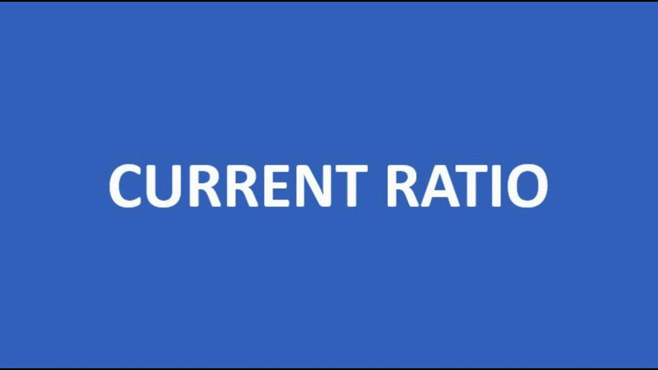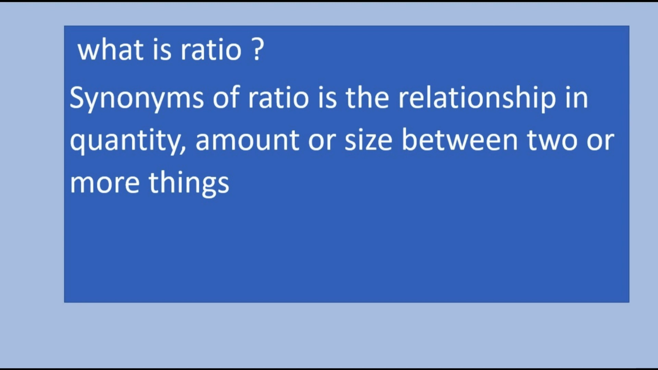Hi students. We are going to look at current ratios, our today's topic. Before we go into our topic, let's first see what ratio is. A synonym of ratio is the relationship in quantity, amount or size, between two or more things. In other words, a ratio says how much of one thing there is compared to another thing.